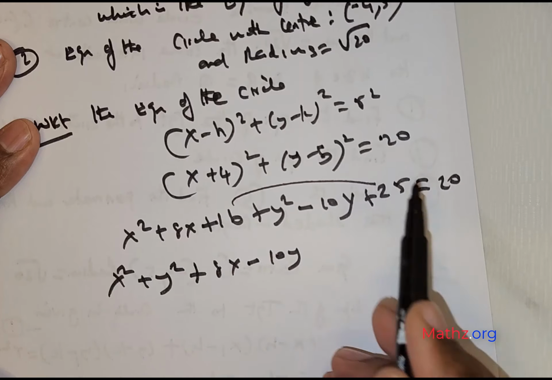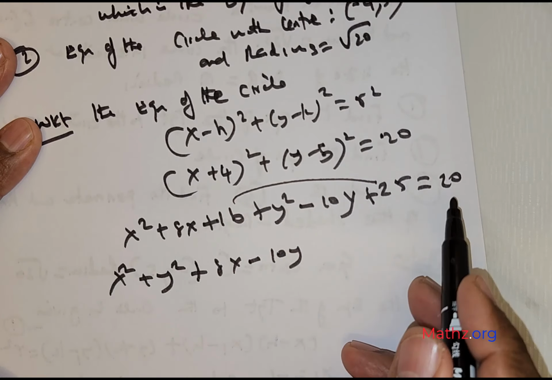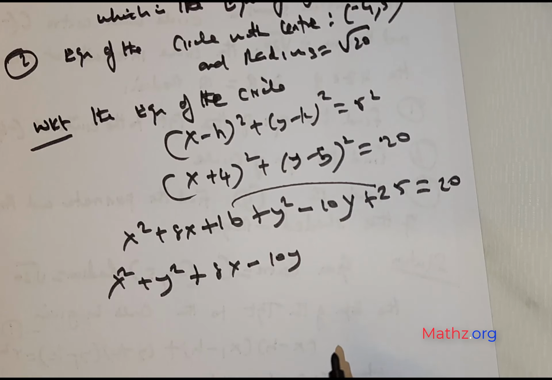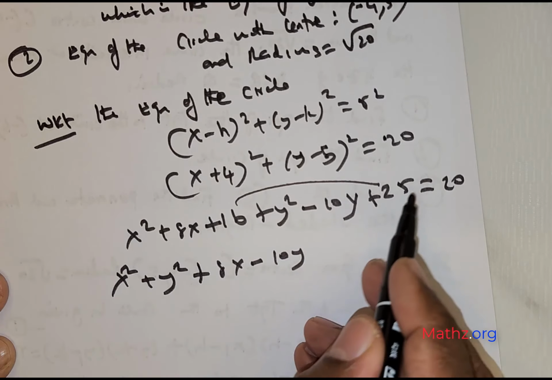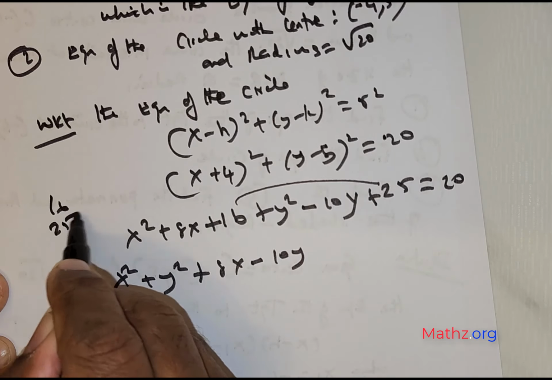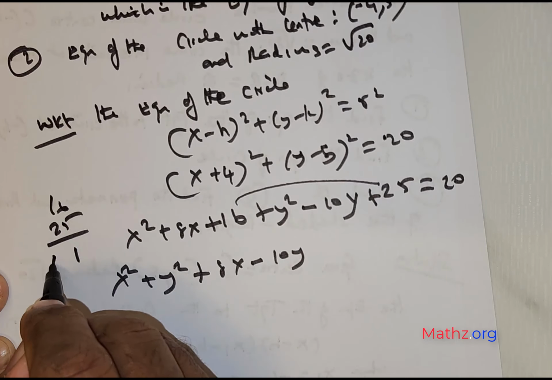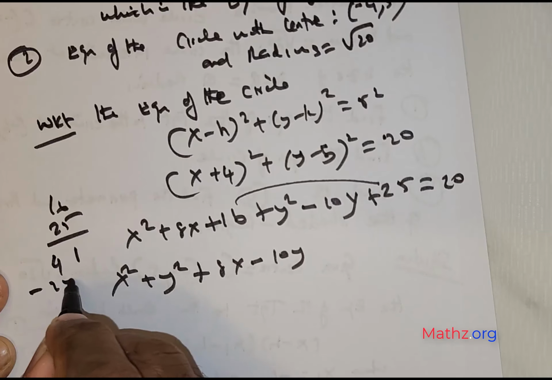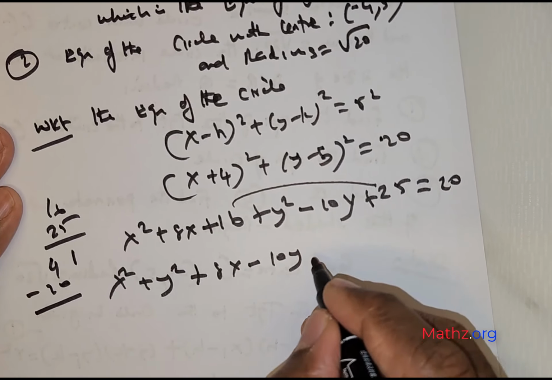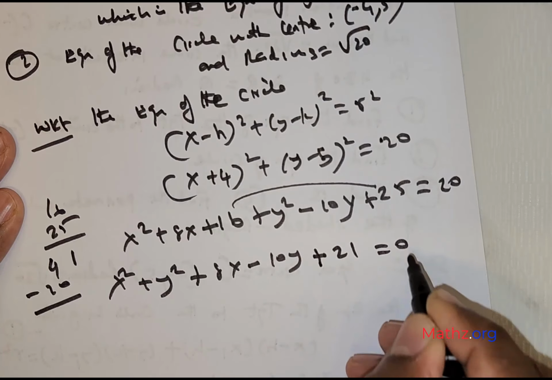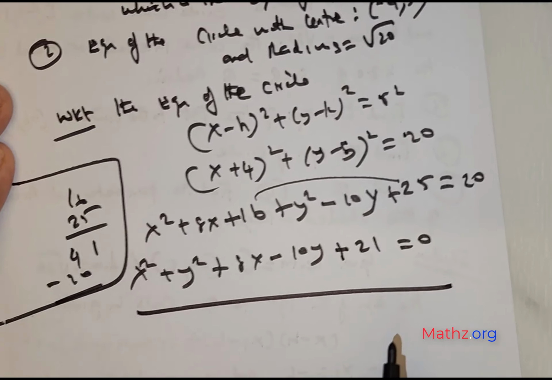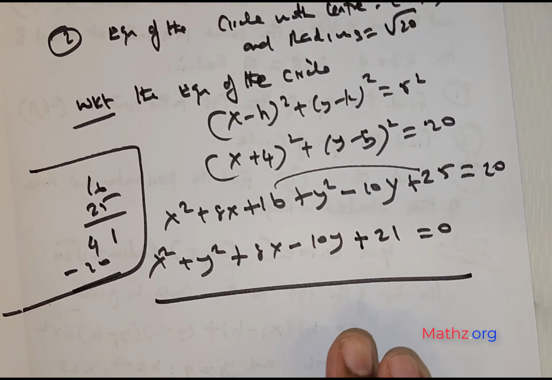We can add these two, that will give us 41 plus 20. So 20 will come on this side, so 16 added with 25, that's 41, and this 20 would be -20. So that in turn would give me a positive 21 is equal to 0. Right, this is the rough side. So this is the equation of the circle. Okay, so these are all too simple to do, right? But the most important part is over here.